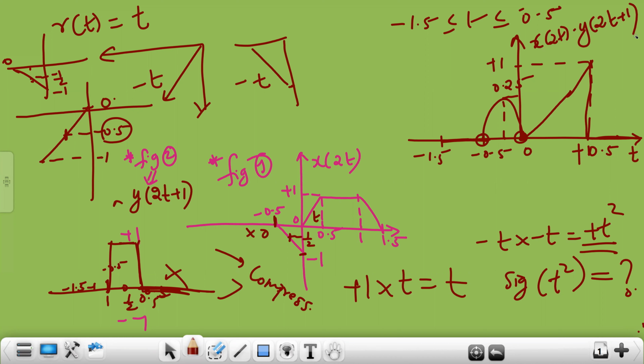Please check once again. After 0.5, you don't have any signal in y of 2t plus 1, but in x of 2t, you are having some signal, but don't bother about that. When you multiply any signal with a 0 value, final answer will be 0 itself. So ultimately, the signal will come back to the x-axis and it will prevail over an x-axis itself. Is this clear for you? This is very important question. Please mark it as important.